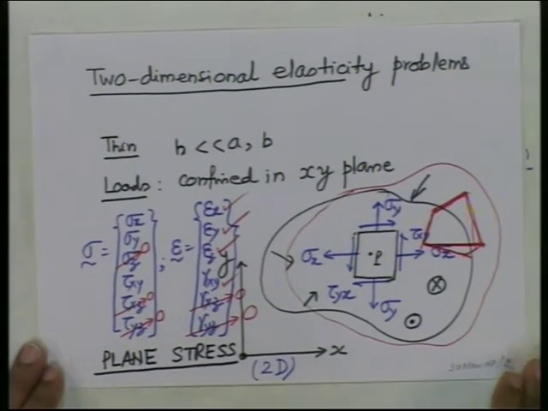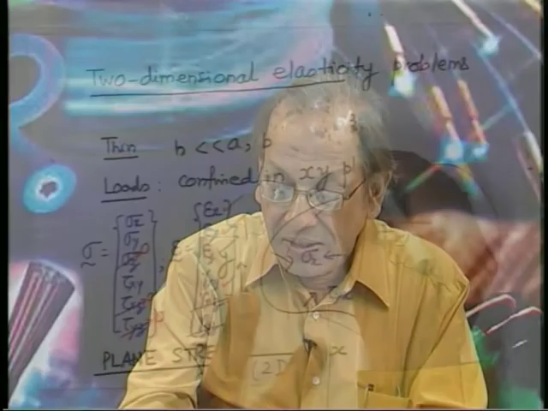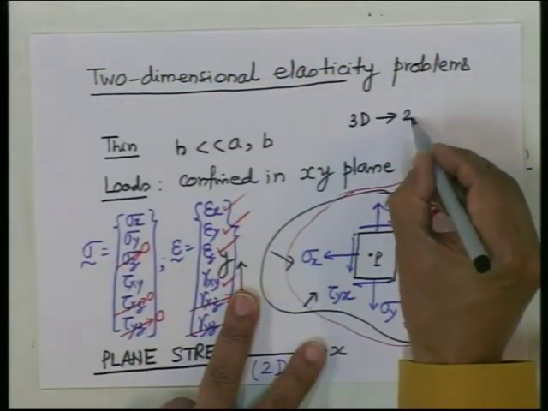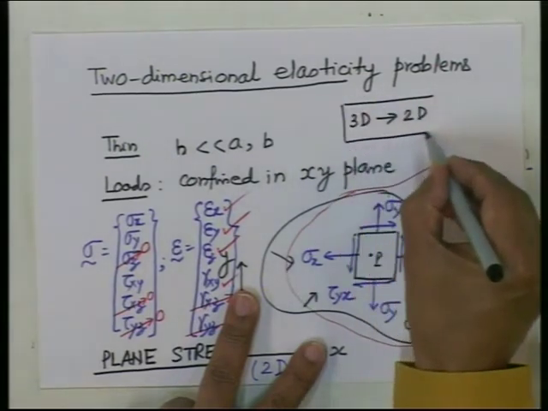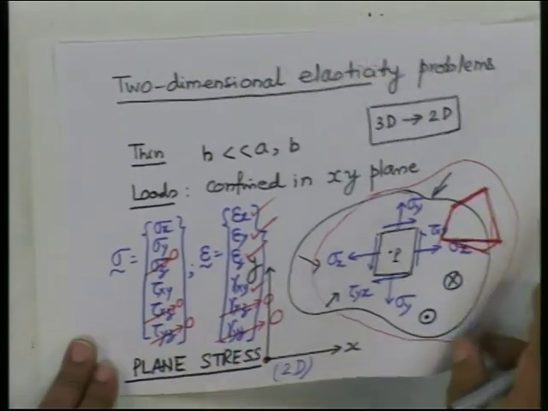It approximates the 3-dimensional state of stress. Actually, the state of stress becomes 2-dimensional, and the 3-dimensional problem gets reduced to 2D. It is always good to deal with a smaller dimension, because your equations will be simpler, everything will be simpler. So, mathematics will be simpler. Then the next one, I am just revising.